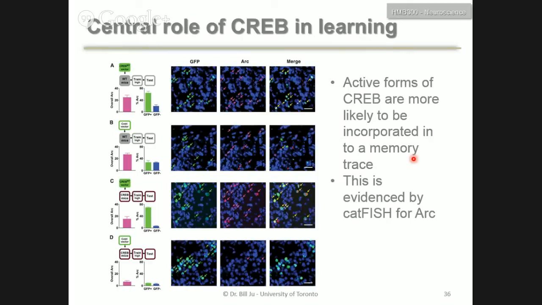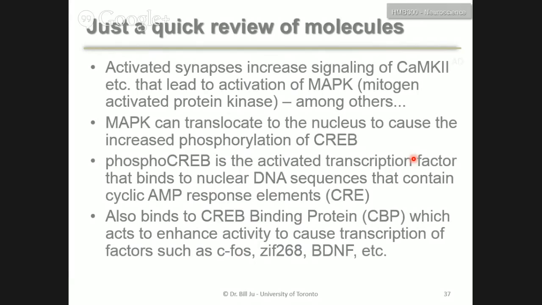Is that okay for everyone? So ARC positive, CREB positive, activity as well as a learning molecule. And we think that this is why we have certain neurons that are important in certain forms of learning. Again, just a really quick review of things. We know that activated synapses will signal through CaM kinase 2. It could eventually lead to activation of MAP kinases. MAP kinases in turn can translocate to the nucleus.